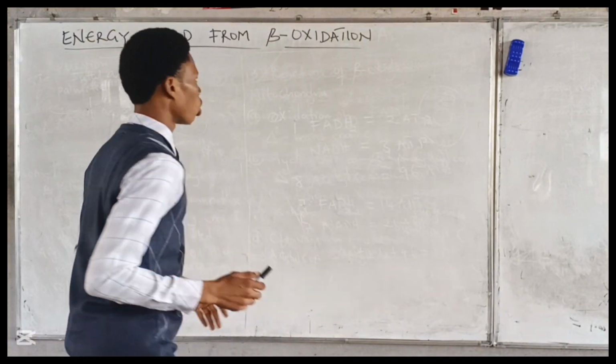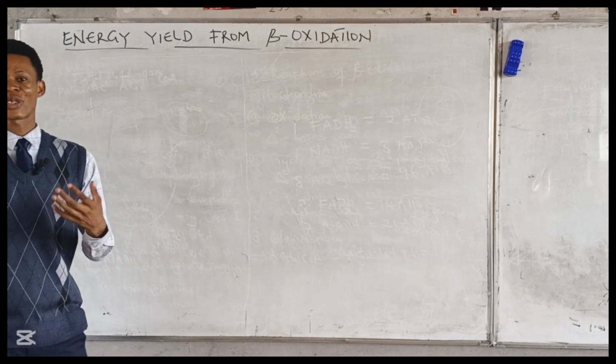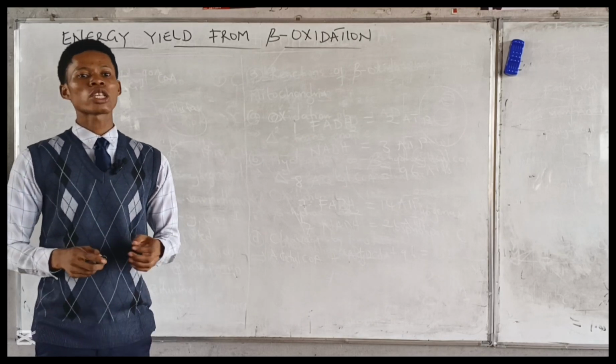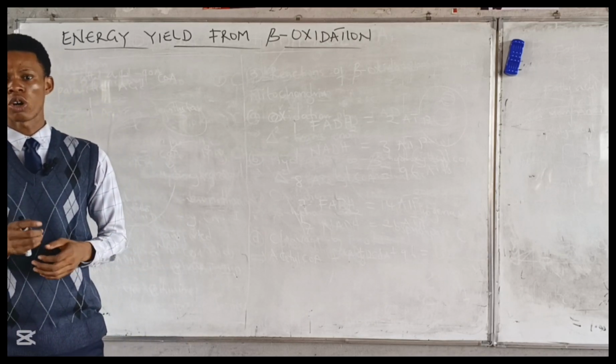All right, please, let's look up. Now, we've seen the 3 steps involved in beta oxidation. Now, let's look at the energy yield from beta oxidation.